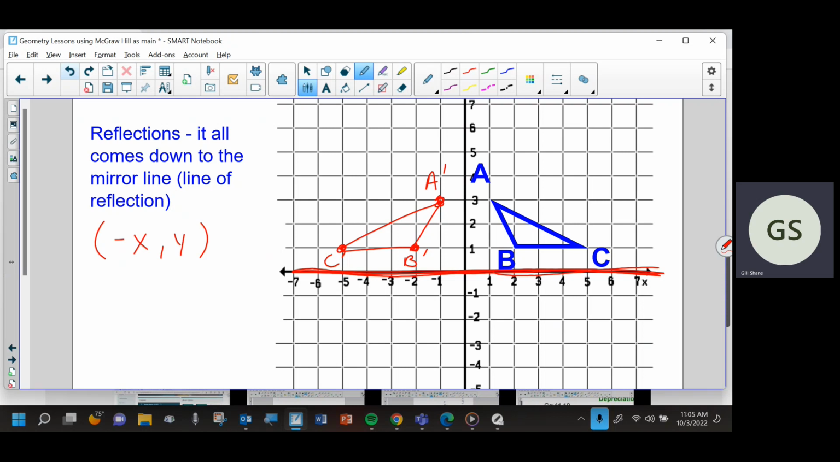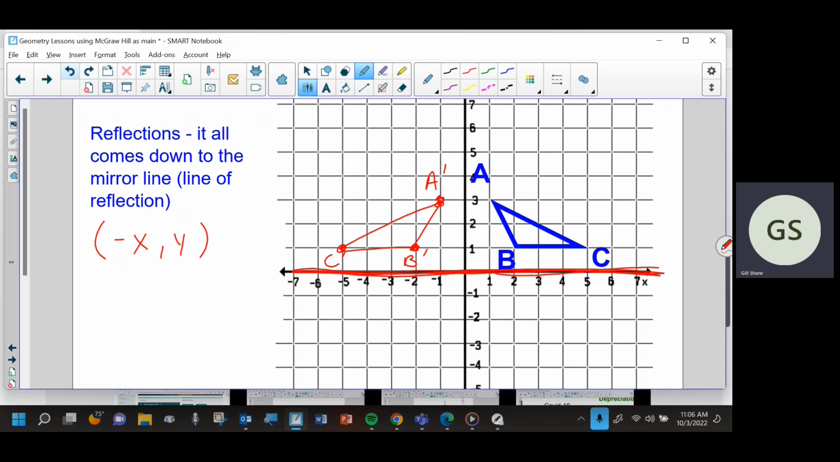And if you'll notice all the x values, it was +2, then it became -2. It was +5, then it became -5. But if we would have started over here and my original point was -5, it becomes +5. That's why I say don't just change everything to negative. You have to flip the sign of the x value if you're flipping it over the y-axis.